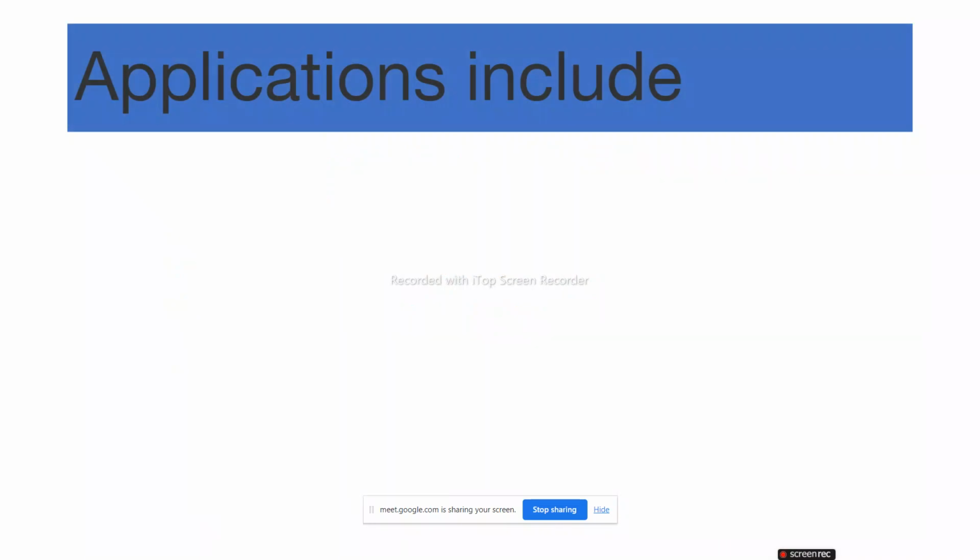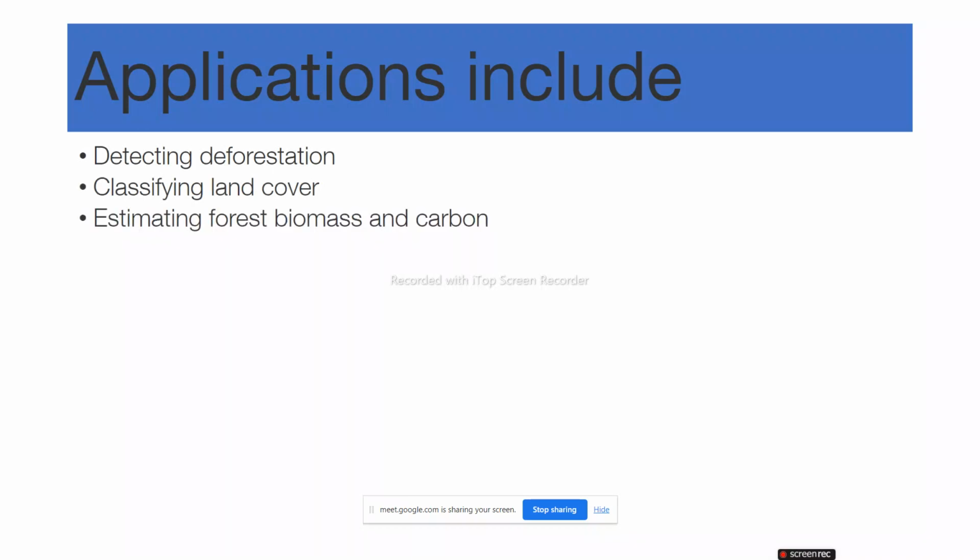There are a lot of applications of the Google Earth Engine platform for remote sensing. Basically, we can do any type of remote sensing application using this platform. We can easily detect deforestation, as well as classify land cover, do land use mapping, and estimate forest biomass and carbon.